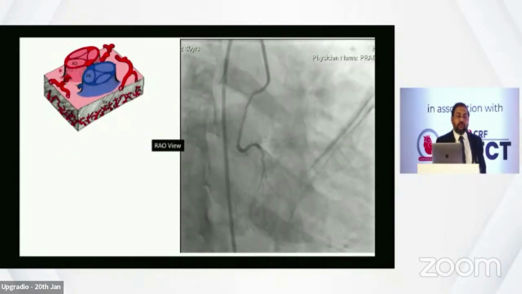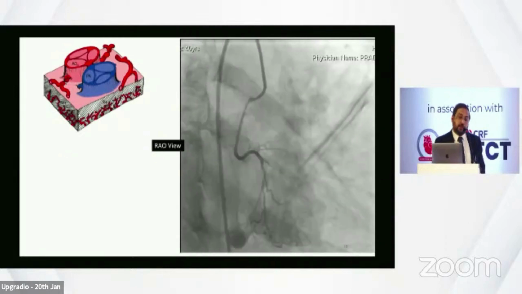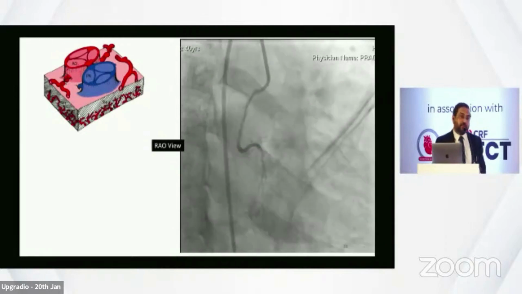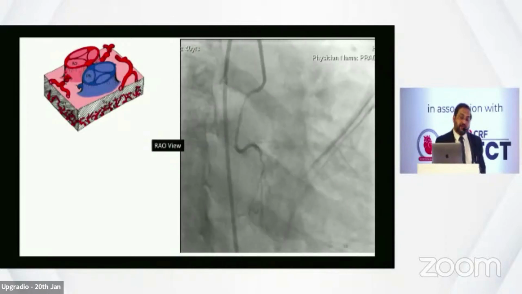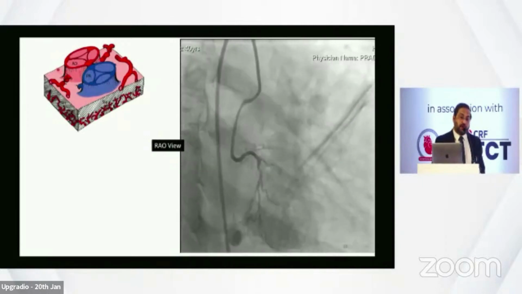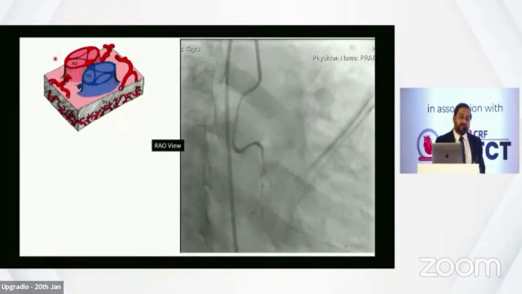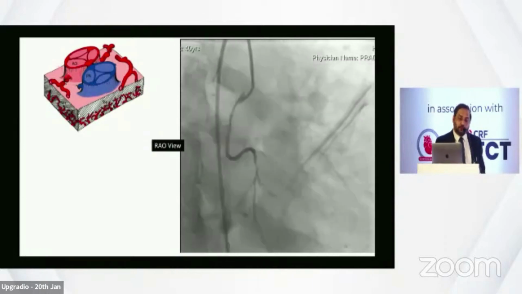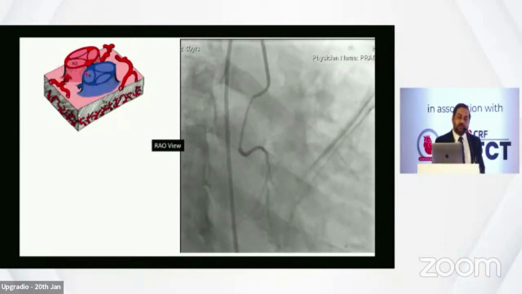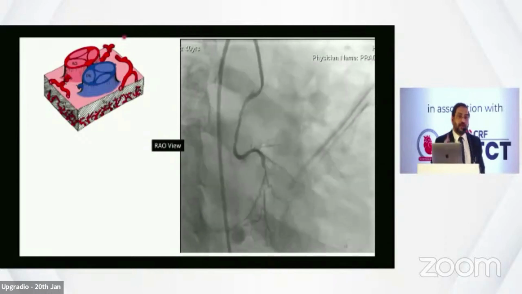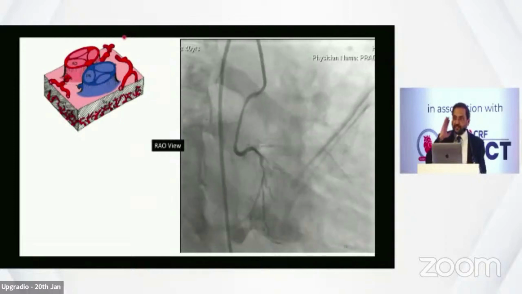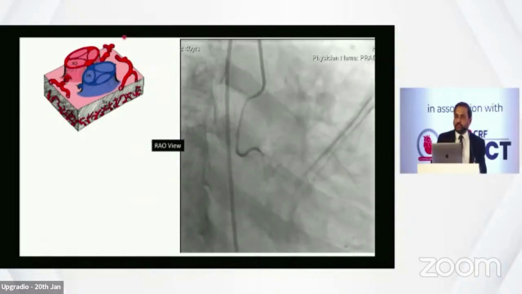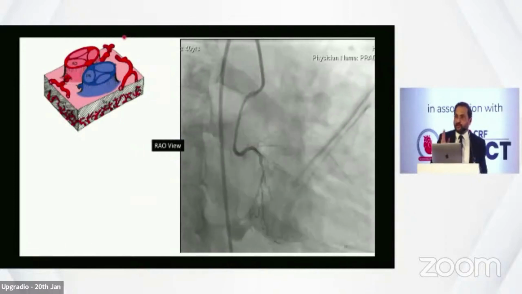You try to see this embryological image again. The anomalous circumflex has to take its origin from the right sinus somewhere here. And if it takes any other course apart from the retroaortic course, it will have to cross either both RCA and LAD, or just the LAD or the left main system. As I told you earlier, major epicardial arteries can never cross each other. That is the first fundamental embryological principle of coronary arteries development.